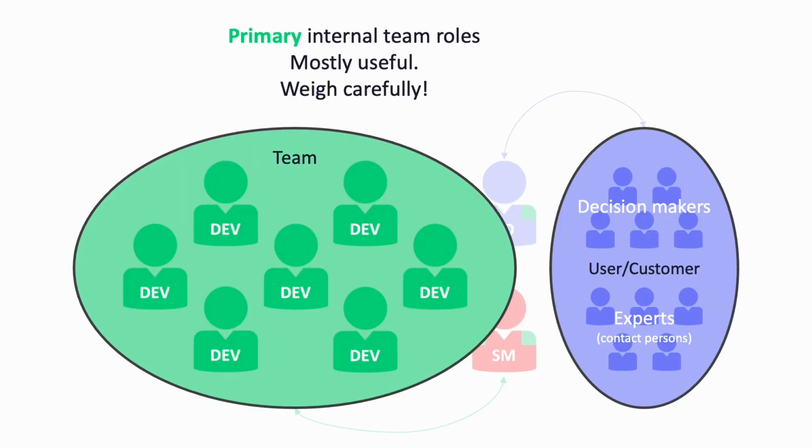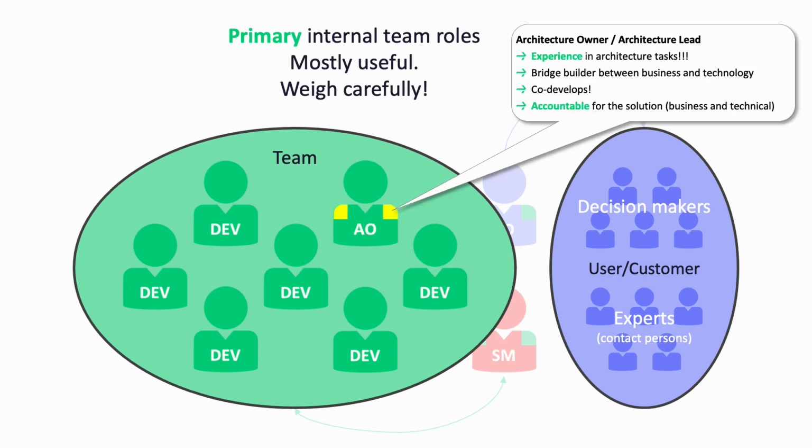There are at least 2 potential team roles that should be critically considered for optimal effectiveness and especially efficiency, because experience shows that they are or would be useful most of the time. We also call these primary team roles. On the one hand, there is the role of an architecture owner, architecture lead, or as it was often called in the past, chief architect.